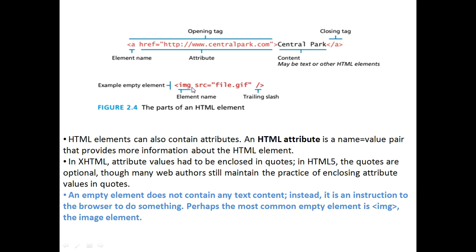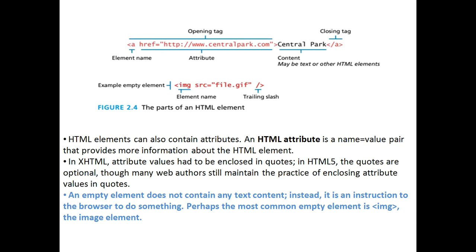You write img here, with src given as equal to a file path. Here you mention the file name with its file path in double quotes and close right here. The trailing slash in an image closes it here only. You are not writing a separate closing tag for the image.